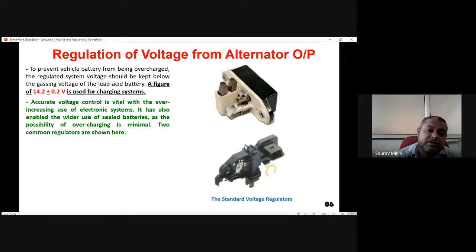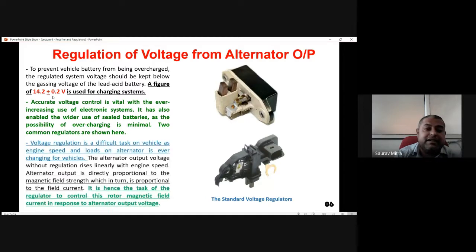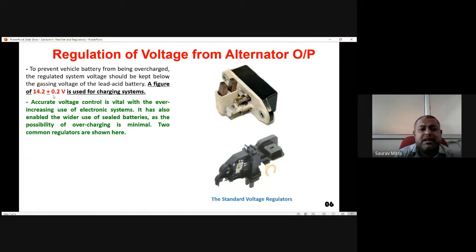So the alternator is producing AC. After that, the rectifier is converting it to DC. That DC output should be in the range of 14.2 plus or minus 0.2 volt. And the two 12-volt batteries are charged by using this 14.2 plus or minus 0.2 volt.